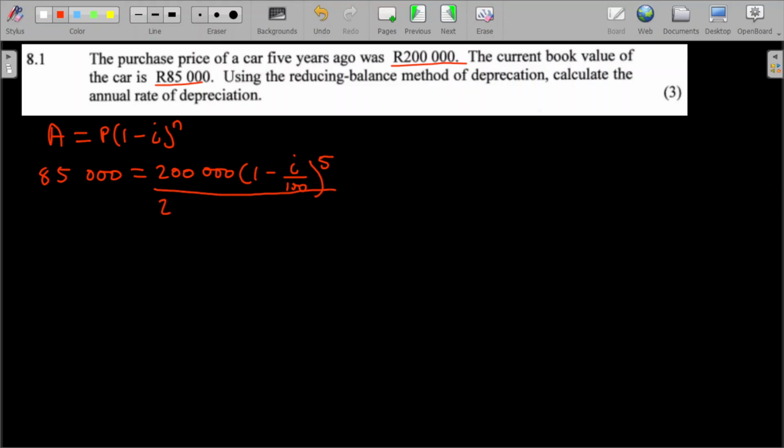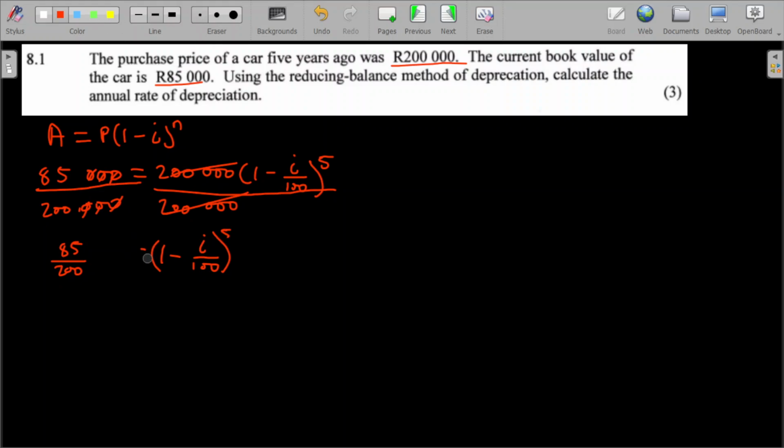First thing, we're going to divide by 200,000, then 200,000 cancels 200,000. So I'm going to have, okay, these zeros, they're gonna cancel each other. I'm gonna have 85 divided by 200 and 1 minus I into 200, and having this 5 there.